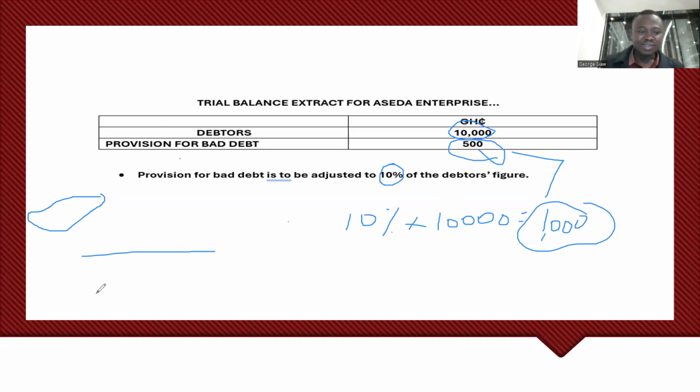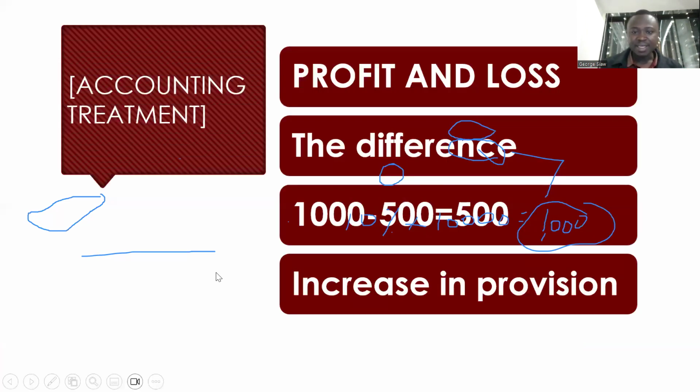Okay, good. So we'll be looking at how we are going to treat it in our books, the accounting treatment. This is just a mere calculation. It's important for us to know the accounting treatment. All right, so let's go to the next slide. Good. Now this is just a summary of the accounting treatment. Okay, so we actually have our accounting treatment over here.